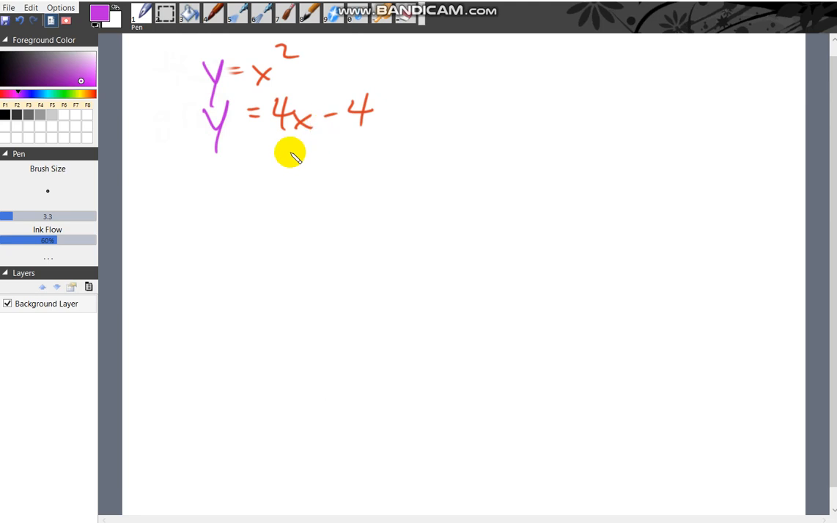Let's say we wanted to actually solve for any solutions that we have for this. Okay, so just like I showed you with substitution, we can take this x squared here and plug it into this y. So we get x squared, and then we can set it equal to 4x minus 4.